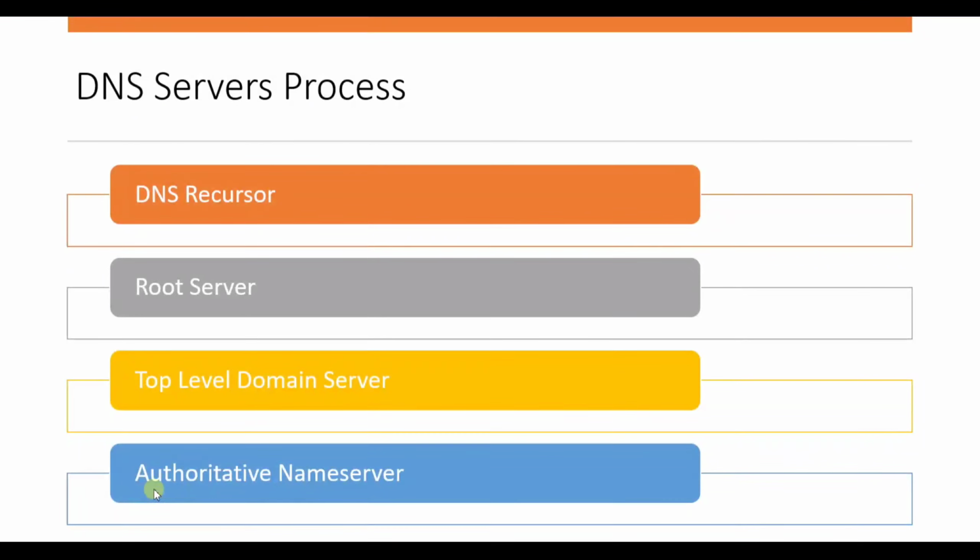And then the last is the authoritative name server. This is the last stop in the name server query. If this name server has access to the requested record, then it will return the IP address for the requested host name back to the DNS recursor, which made the initial request. So this is the process which helps in loading a web page.